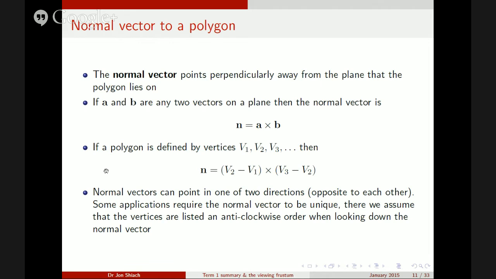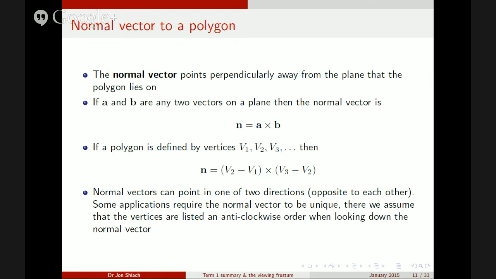So if we have our polygon defined by vertices v1, v2, v3, etc., we can make a vector on the plane by simply subtracting two of the vertices. The standard convention to do this is to subtract two sequential vertices. So this first vector here is a vector going from the first vertex to the second vertex, and the second vector is a vector going from the second to the third. That's just convention. If everyone uses the same convention, it's a lot easier.